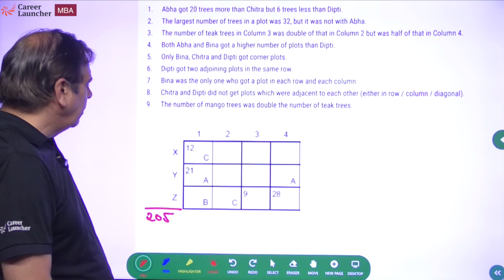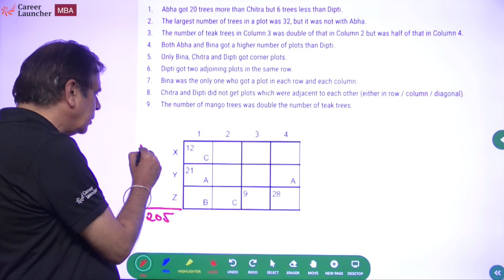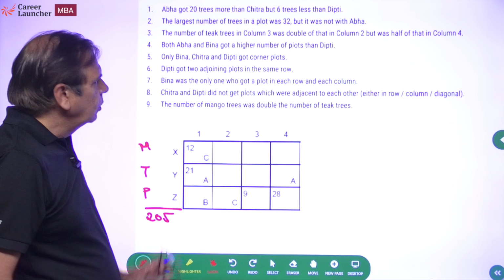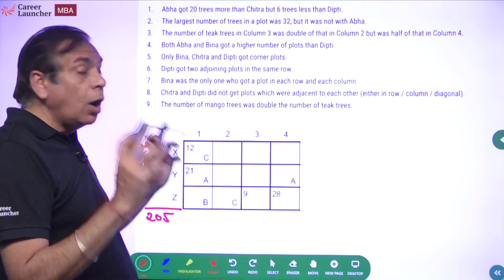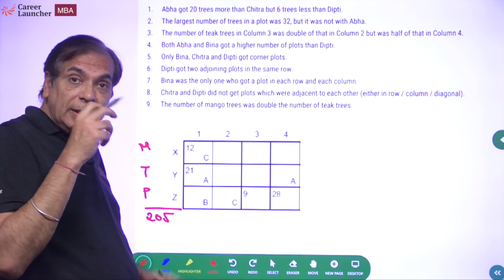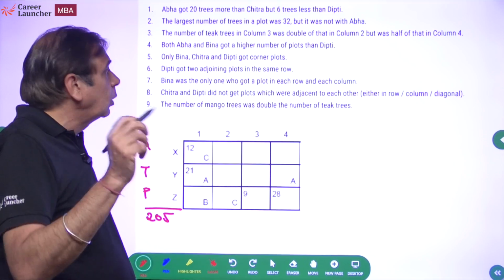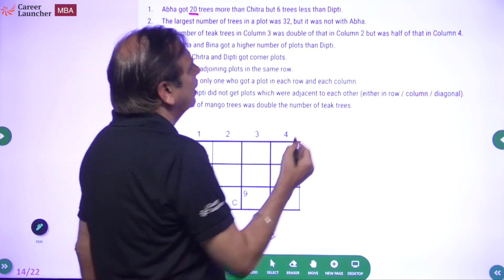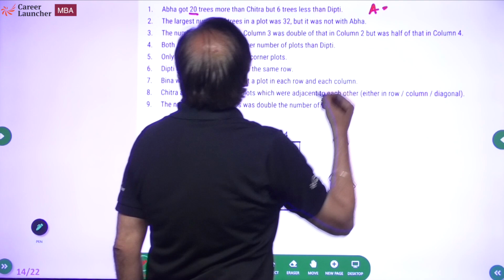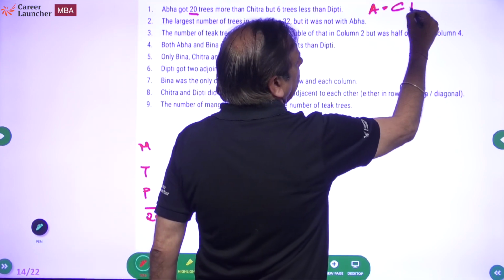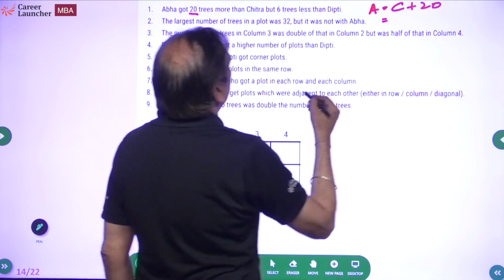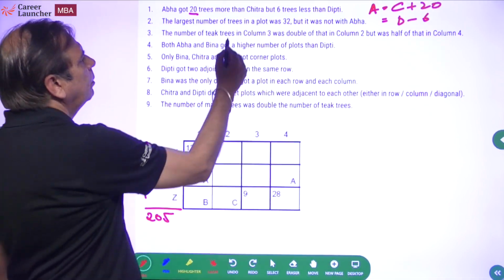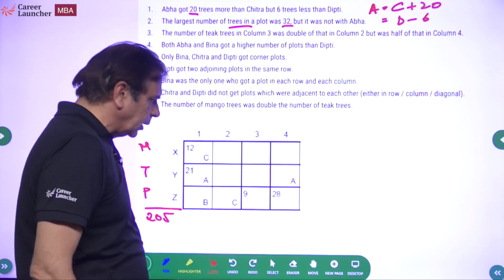Right? Which were the trees in X? Mango trees. This was teak and this was pine. Okay. Any other information given? The number of trees in each of these plots is a multiple of 3 or 4, is what I'll need to remember. Abha got 20 trees more than Chitra but 6 less than Deepti. So Abha got 20 more than Chitra, Chitra plus 20, but this is 6 less than Deepti.